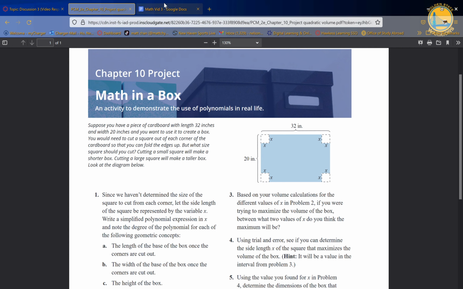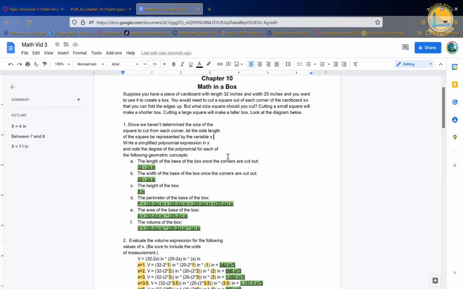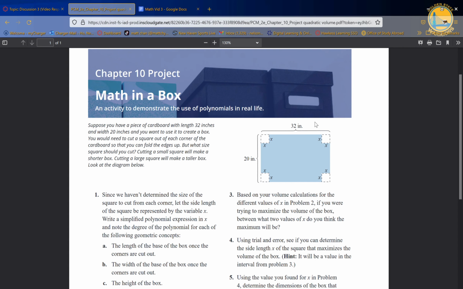So, jumping to number 1, since we haven't determined the size of the square to cut from each corner, let the side length of the square be represented by the variable x. Write a simplified polynomial expression in x, and note the degree of the polynomial for each of the following geometric concepts. So for A, the length of the base of the box once the corners are cut out. My equation was 32 minus 2x inches. And that is because the length here is clearly shown as 32 inches, and the minus 2x is from the x on this end that's cut off, and the other end x cut off.